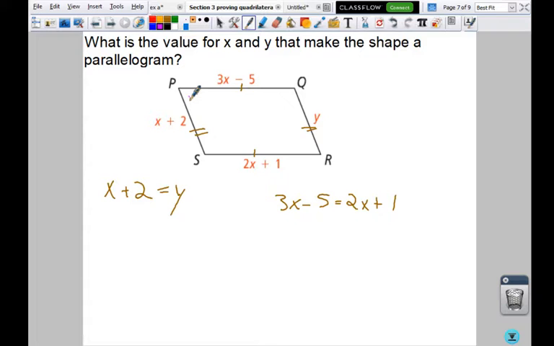So let's look at this other one, because I got an x, I got another x, I can do that one. If we're going to go through and solve, minus 2x on both sides, we're going to get 1x minus 5 equals 1, plus 5 on both sides, x equals 6.